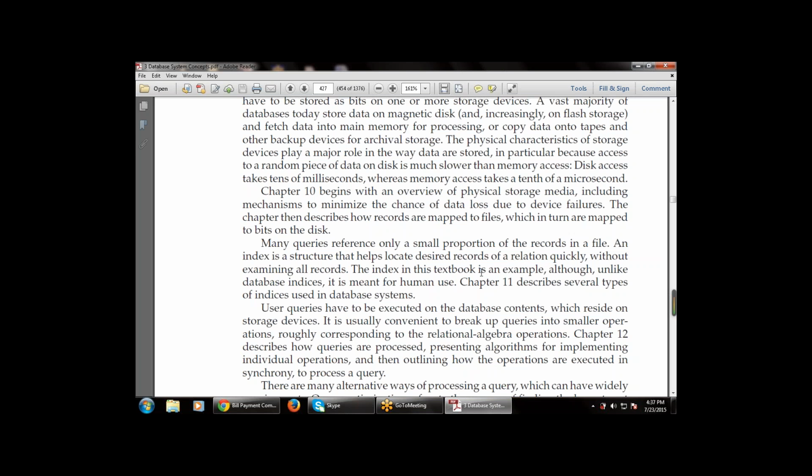The index in this textbook, for example, is unlike the indices in a database; it is meant for human use. Chapter 11 describes the various indices and how to maintain the index in the database system.